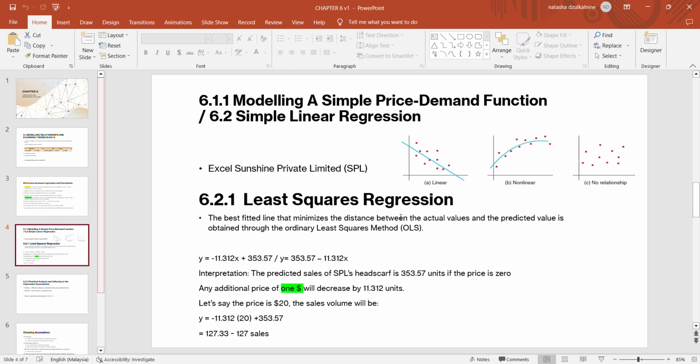Okay, next we move to modeling a simple price demand function or simple linear regression. From the screen, we can see that there are 3 types of regression or correlation. The first one is linear, the second one is non-linear, and no relationship for the third one. Okay, you open the Excel Sunshine Private Limited SPL.